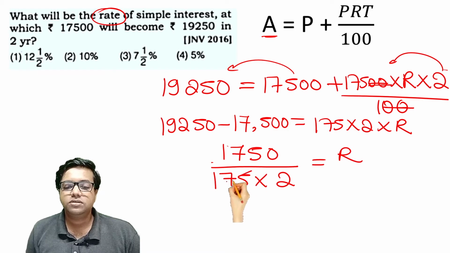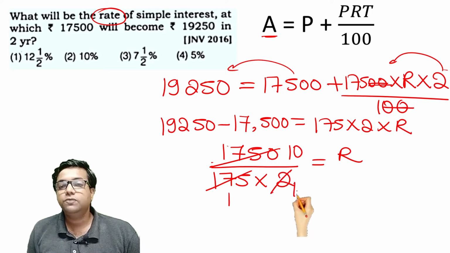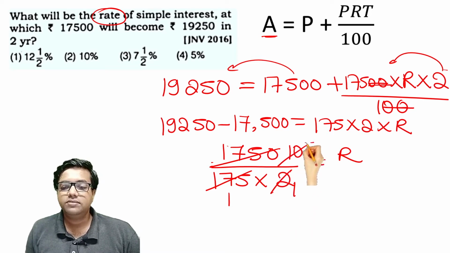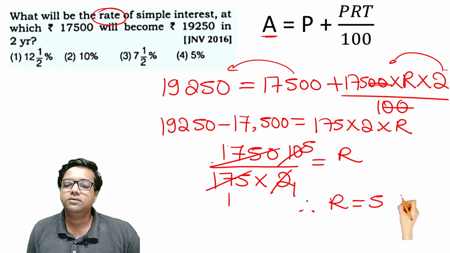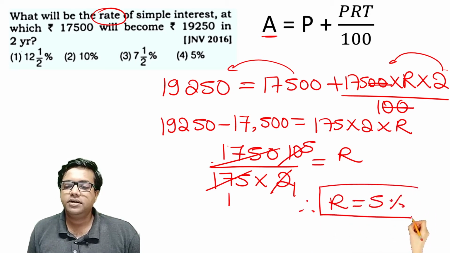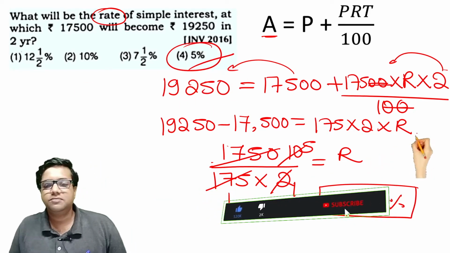175 ones are 175, 175 tens is 1750, so 2 ones are 2, 2 5s is 10. So therefore the rate of interest is equal to 5%. Option 4 is the right answer for this question.